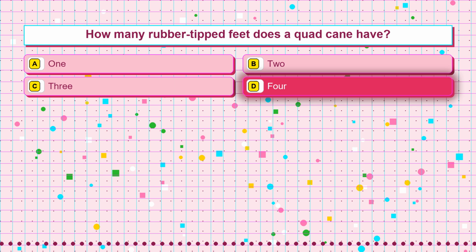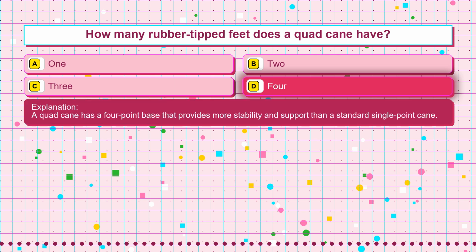The correct answer is option D, 4. A quad cane has a 4-point base that provides more stability and support than a standard single-point cane.